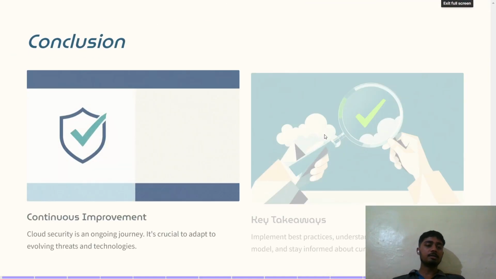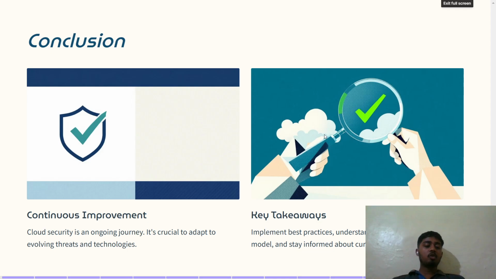So the conclusion is continuous improvement. Cloud security is an ongoing journey, so it's crucial to adapt to evolving threats and technologies and keep improving so that we can help in preventing cloud risk. And the key takeaways from this presentation are: implement best practices, understand the shared responsibility model, and stay informed about the current security trends to help cloud services and platforms perform better, reduce the risk of cloud threats, and improve cloud security.